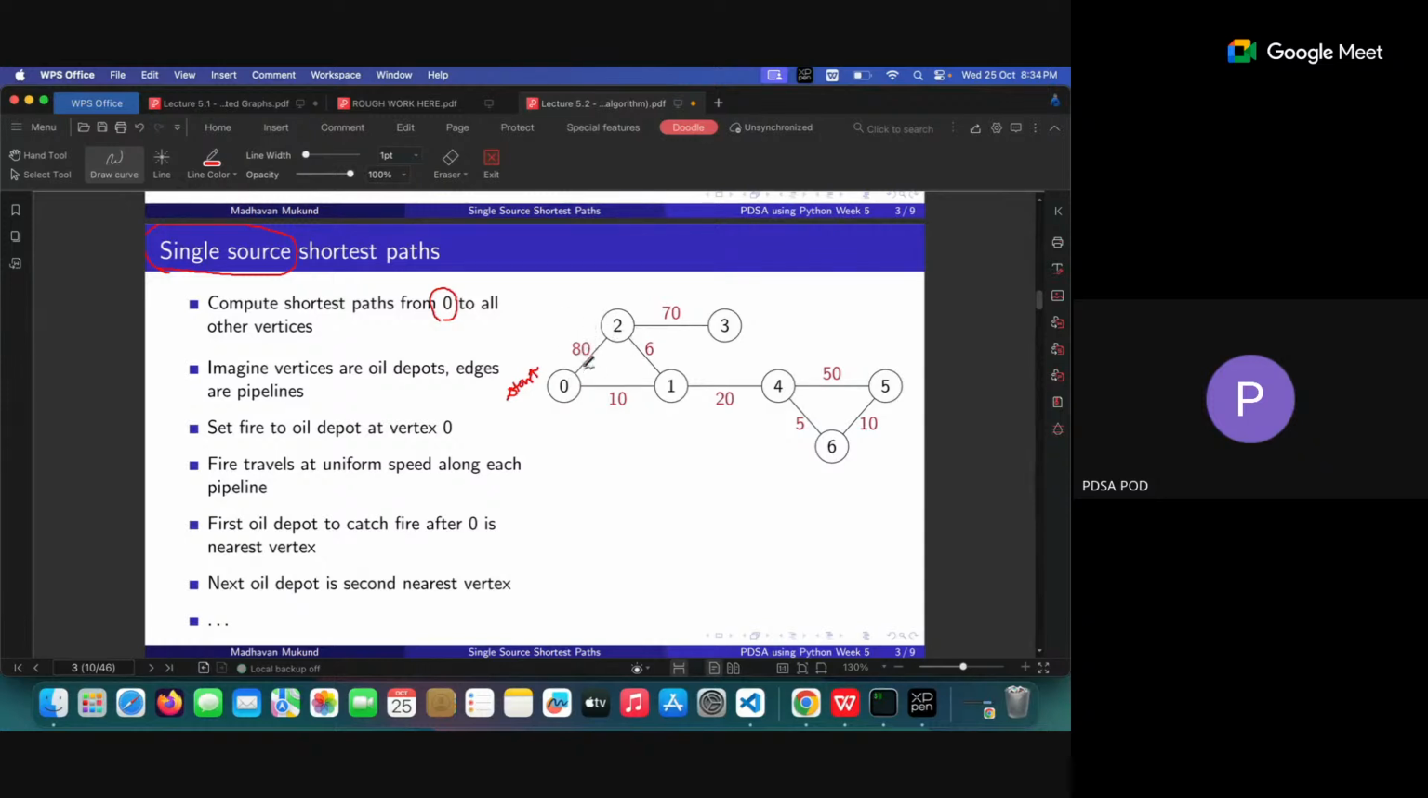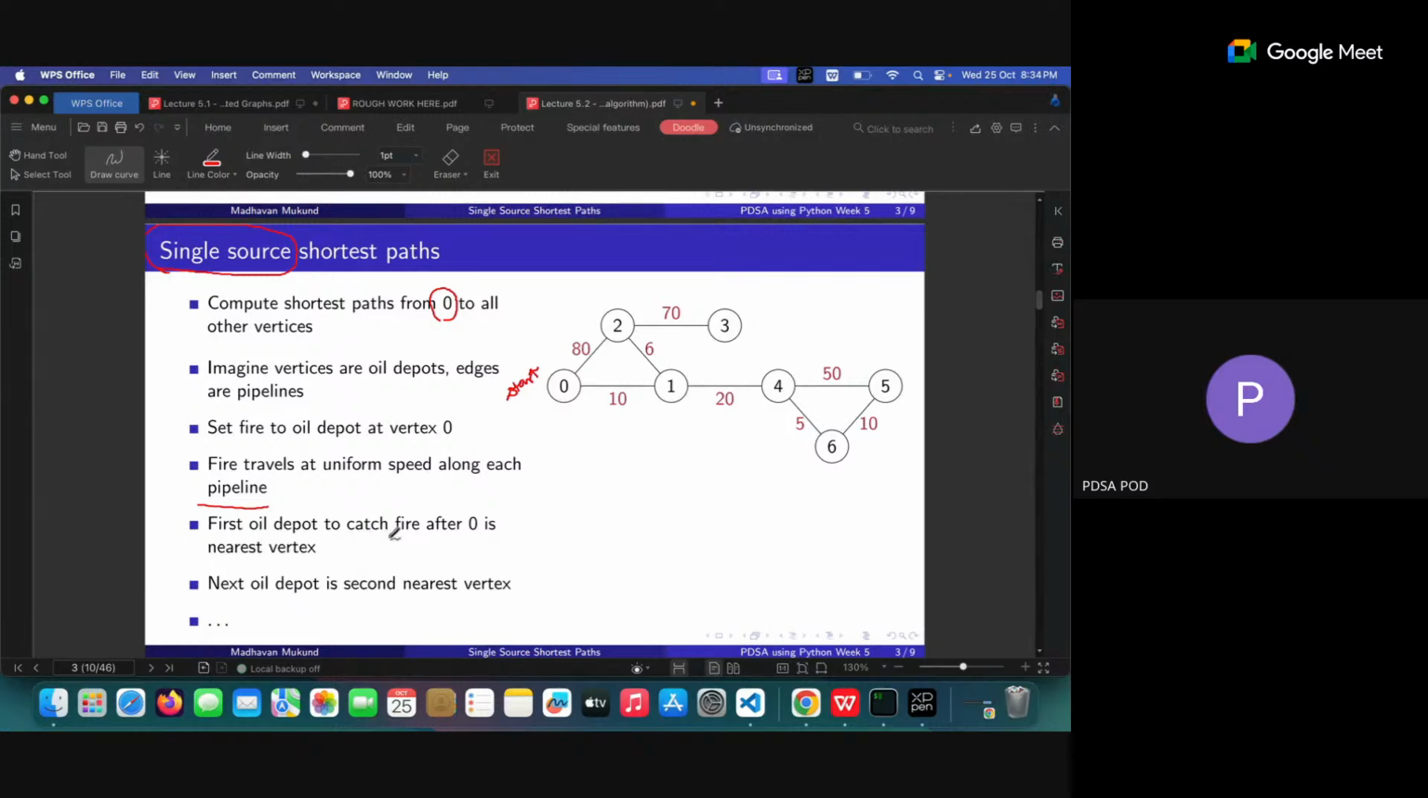This 80 is considered in terms of the distance of the pipeline. Let us consider this is a pipeline. 8 is the length of the pipeline, 10 is the length of the pipeline, 6 is the length of the pipeline, because it might be a cost or weight. For this scenario, this weight is going to be a distance.